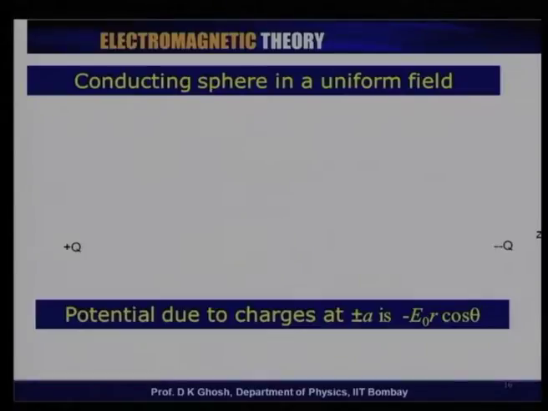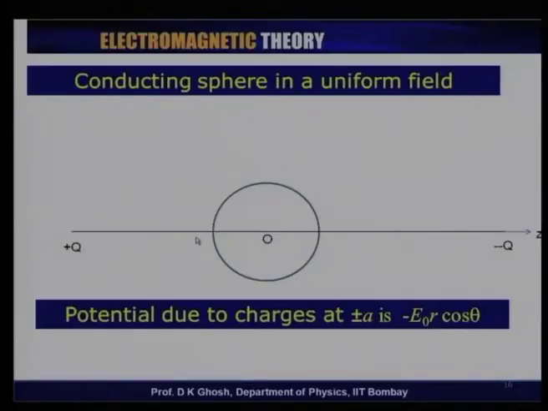So, let me try to see how does one do this problem of a conducting sphere in a uniform field. So, I have replaced the original problem of a constant electric field with a charge minus q there and a charge plus q there. And of course, I have got now this sphere there, the center is slightly looking displaced, but should not worry.